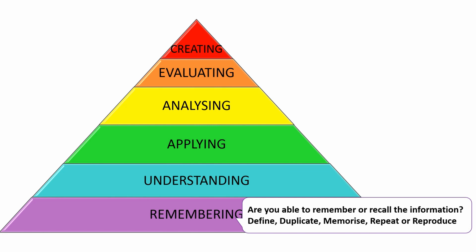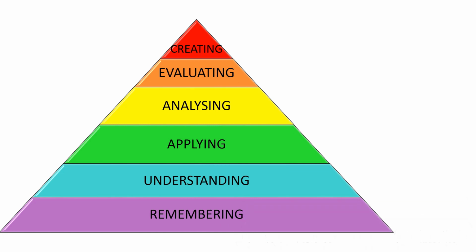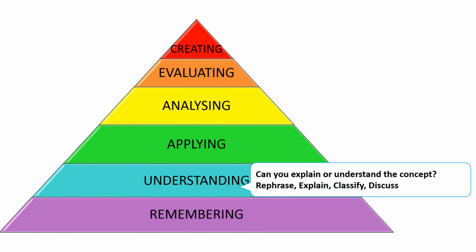The second step would be understanding a concept. Now to understand a concept well, you need to understand it with certain examples. So once you have gathered information about a concept, you remember what the concept is. Understanding would mean putting it in your own words, so rephrasing it, trying to explain it, or classifying it using certain tools like mind mapping tools, or discussing it so as to understand it in a better way.